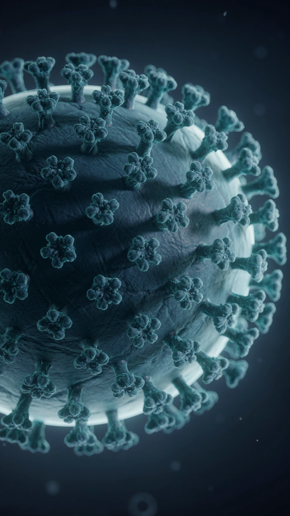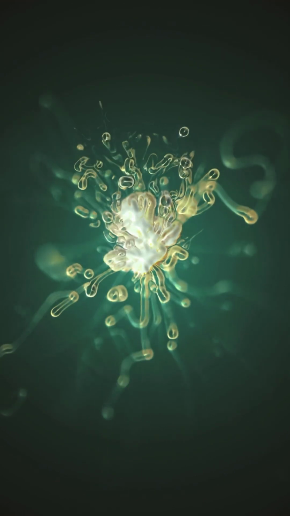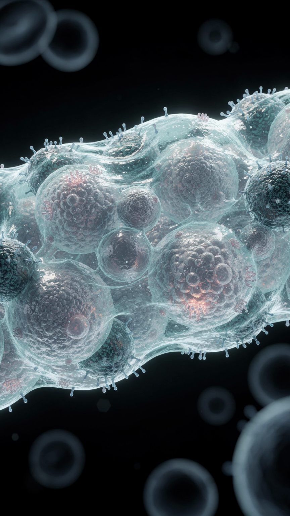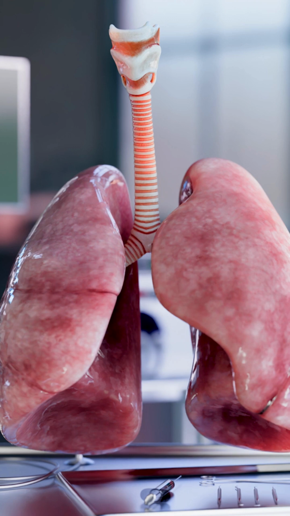One defining characteristic of this family is the presence of specialized fusion proteins on the viral surface. These proteins allow the viral envelope to fuse directly with the host cell membrane. As a result, the virus can enter cells efficiently and spread from cell to cell. In many cases, infected cells fuse together to form giant multinucleated cells known as syncytia. This feature is so characteristic that the name syncytial virus originates from this phenomenon.